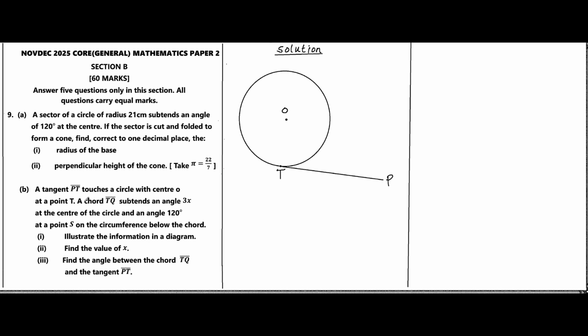Now there is a chord. The name of this chord is chord TQ. So let's draw a chord starting from point T to another point Q. So we know that a chord is a straight line that touches the circle at 2 points. So this is the chord. But remember, the name of the chord is chord TQ. So we are going to name this point here Q. So that is our chord.